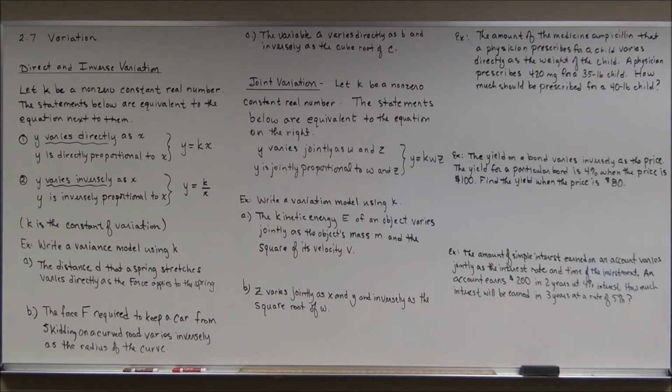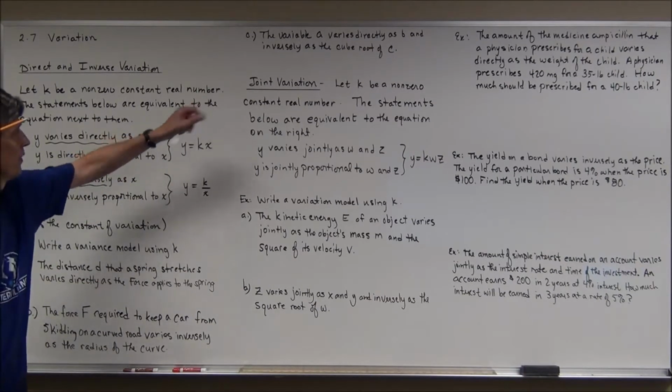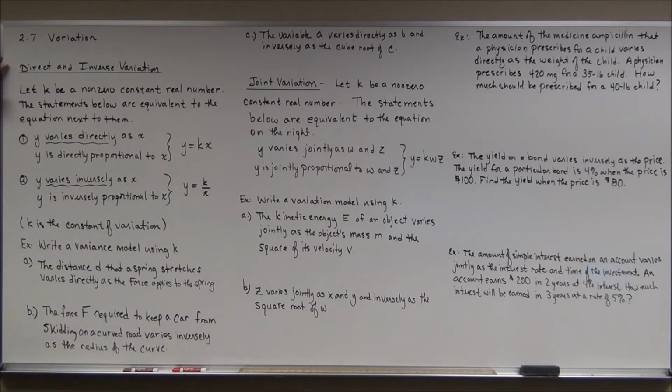Alright, this gets us to the last section in chapter 2 on variation. We actually have 4 types of variation that we typically discuss, but we're only going to discuss 3 of them in this particular section: direct and inverse variation, and of course students' favorite one to make fun of, joint variation. But we'll start with direct and inverse variation.